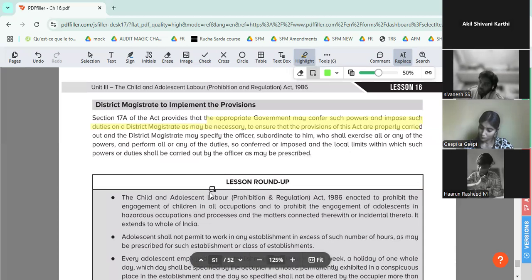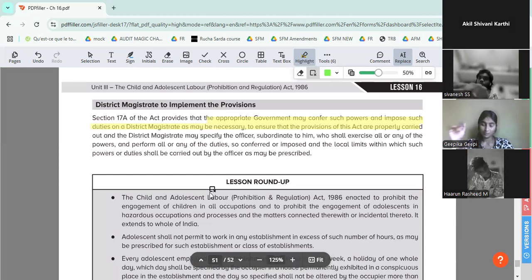Okay. And the district magistrate may specify officers subordinate to him who shall exercise all or any of the powers and perform all or any of the duties so conferred or imposed upon him, and the local limits within which such powers and duties shall be carried out by the officer as may be prescribed. So the government will give the power, and the district magistrate can delegate this power and duty to any officer subordinate to him. Clear?